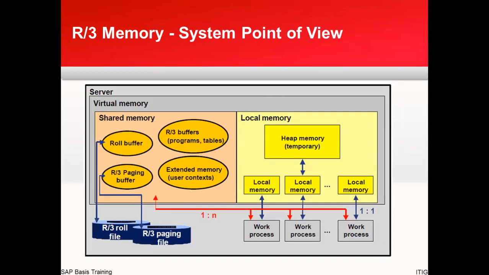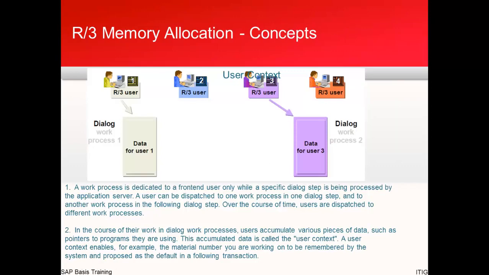So from the system point of view, what we have covered so far is the R3 role file, the R3 paging file, that is the paging buffer, the role buffer, the buffers for programs and tables, extended memory, that is the user context, heap memory, and the different work processes. So let's get into the memory allocation concept.